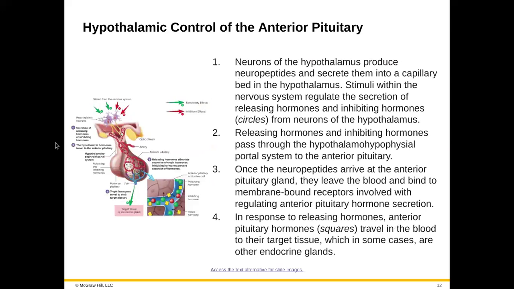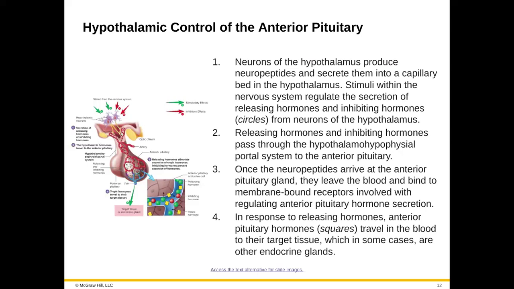Now, looking at the hypothalamic control of the anterior pituitary, this is quite different in terms of the way that we're getting the hormones out into the actual circulatory system. So I know this image to the left is small, but what's going to happen is that neurons of the hypothalamus are going to produce these different neuropeptides, and it'll secrete them into this complex capillary bed by the hypothalamus.